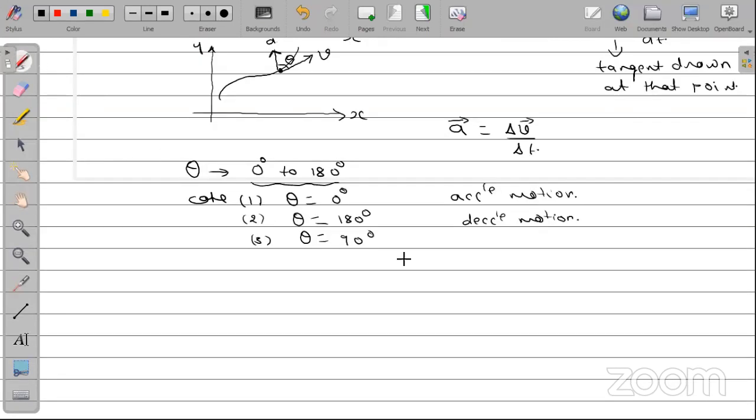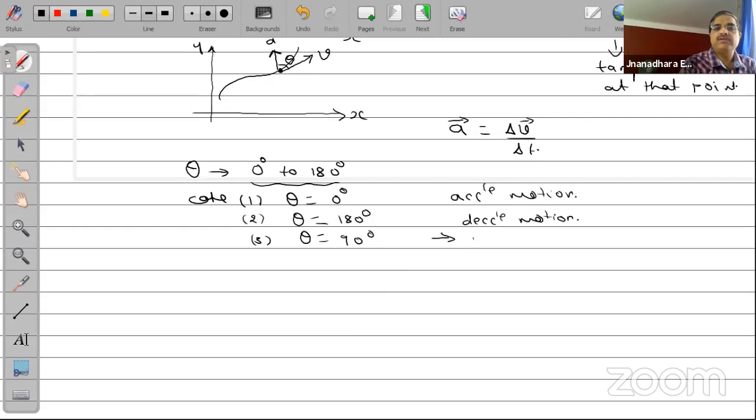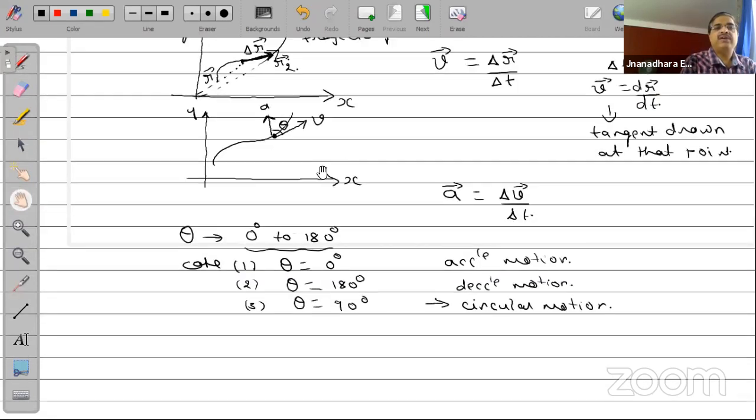If theta is equal to 90 degree, then it is said to be circular motion. In an XY graph, acceleration will be represented by some angle with respect to velocity, but velocity will always be along the tangent. Keep this in mind. Very important idea. So this is the preliminary that I wanted to tell you about in the two-dimensional motion.